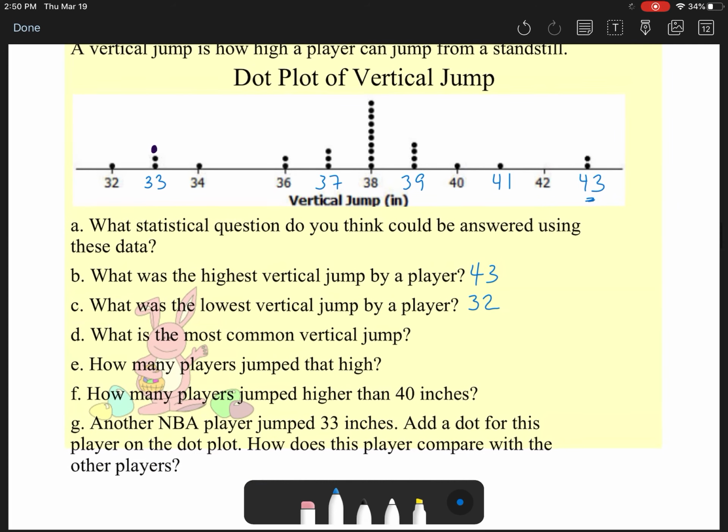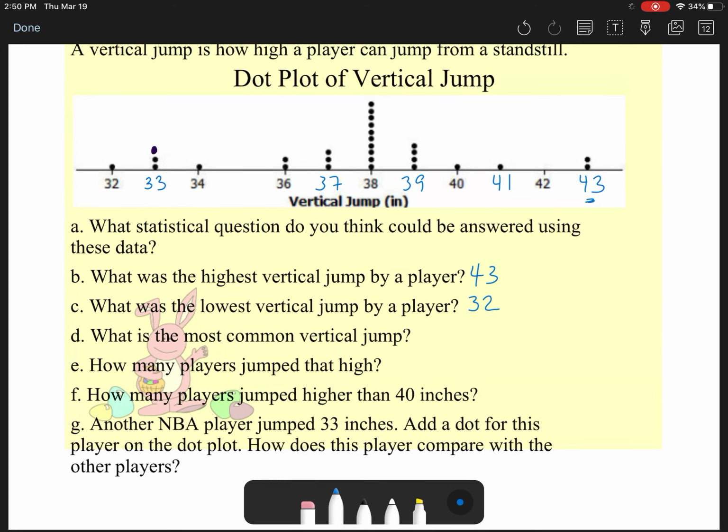What is the most common vertical jump? Okay, that's the one that has the most dots. That would be 38. How many players jump that high? We count the dots. 1, 2, 3, 4, 5, 6, 7, 8, 9, 10.